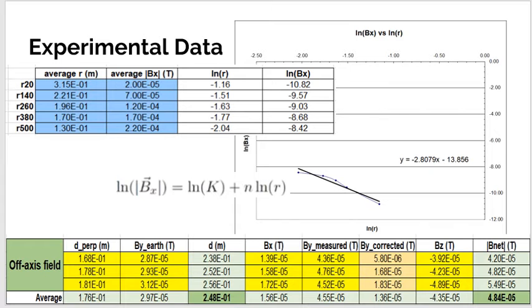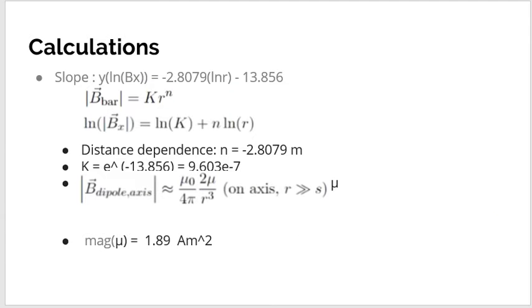This slope equation for the natural log of magnetic field on axis was used to calculate the value of n and the value of mu. Using that slope equation, it is evident that the n value is equal to the slope of the line, at a value of negative 2.8079. This makes sense because, as shown in the equation for the magnetic field of the dipole, n would be expected to be negative 3 to place the r vector in the denominator.